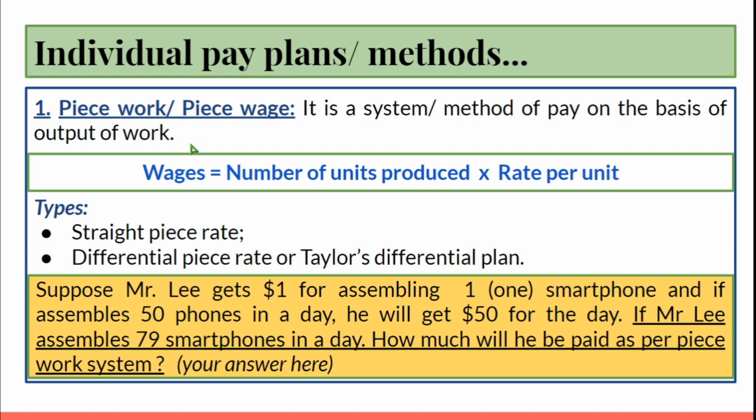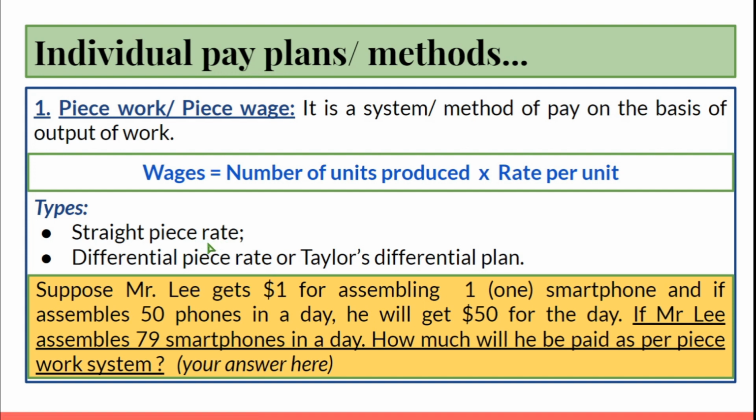Pay is based on the number of items produced or processed by each individual worker. For example, the payment will be paid for the number of units produced in a day, per hour or so. It is calculated as wages equals number of units produced multiplied by rate per unit. Now let's see these. When the rate of the different units or items produced remains the same irrespective of the number of units produced, this method is called the straight piece rate system, as the rate remains the same.